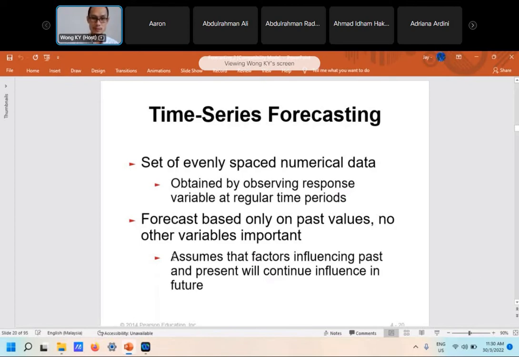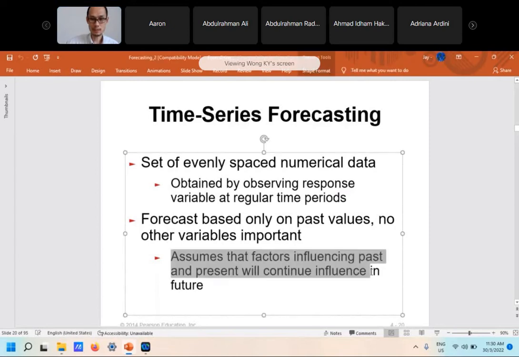because we assume that factors influencing past and present will continue to influence in the future. That's why we rely everything on previous data, because we believe everything that influences past and present will continue to influence the future. Hope it's clear.